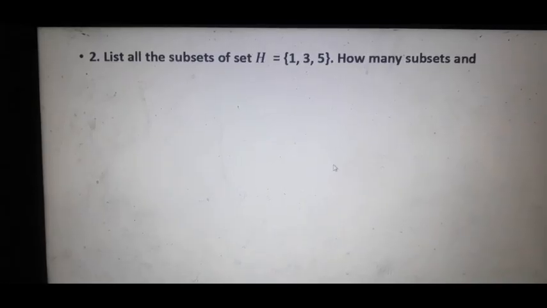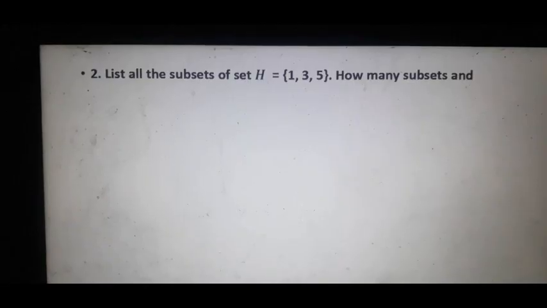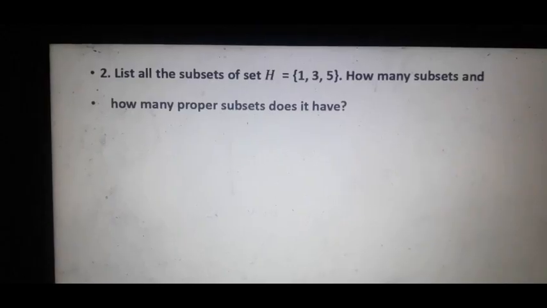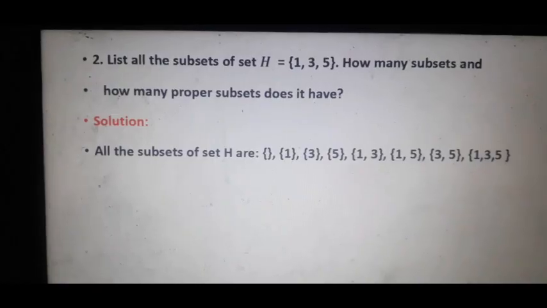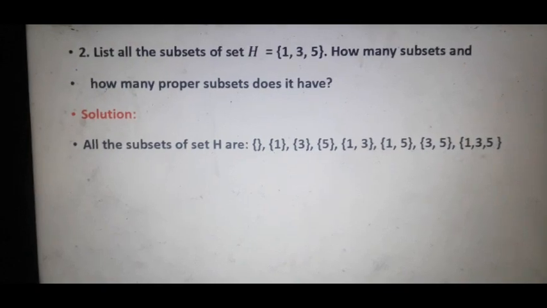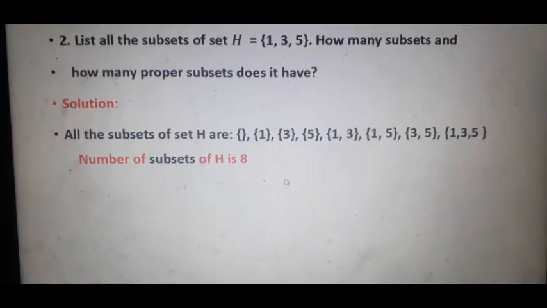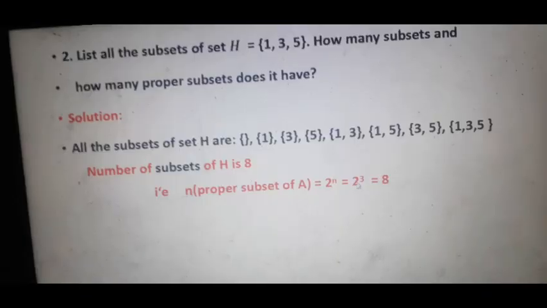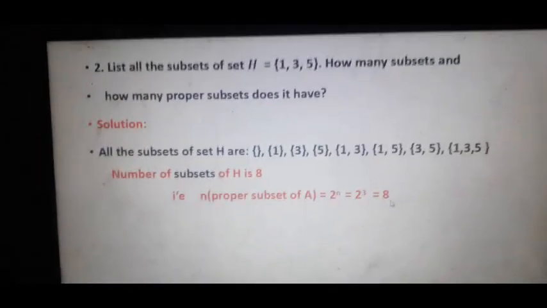The other is: list all the subsets of set H = {1, 3, 5}. How many subsets and how many proper subsets does it have? All the subsets of set H are listed like this. The number of subsets of H is 8. How do we get this? 2 raised to 3, since the number of elements is 3, so it is 8.